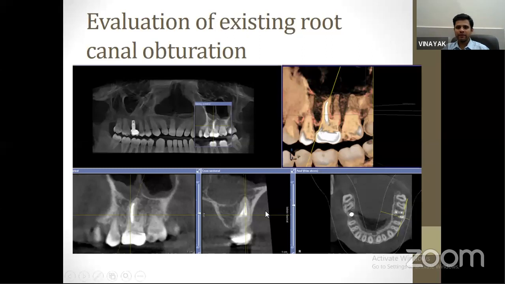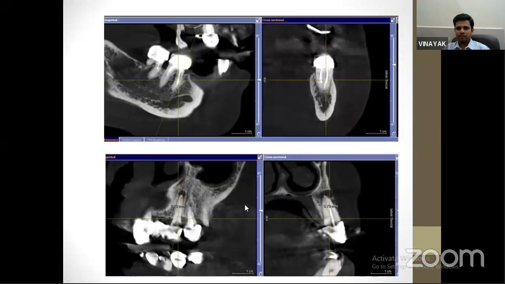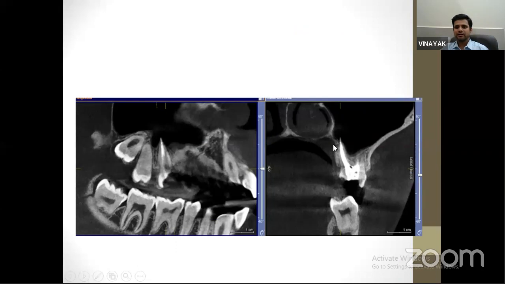So in this case, if it is short of the apex, we can measure on the software how much short it is. Here it is extending beyond the apex. Now, if you want to check for a fracture line, it is very difficult in the presence of this GP point or a radiopaque object because of the metal artifact which is normally seen. So if you want to check, you either remove the GP point and then do the scan.